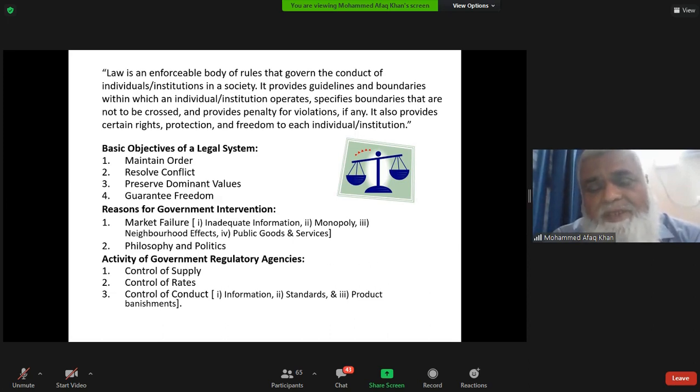For certain types of products, for example pharmaceutical products or food products, there is a guideline for these companies to label their packaging with information relating to the ingredients that are used in those products, or with respect to the shelf life of the products. So that particular information is provided. So this is one government intervention.